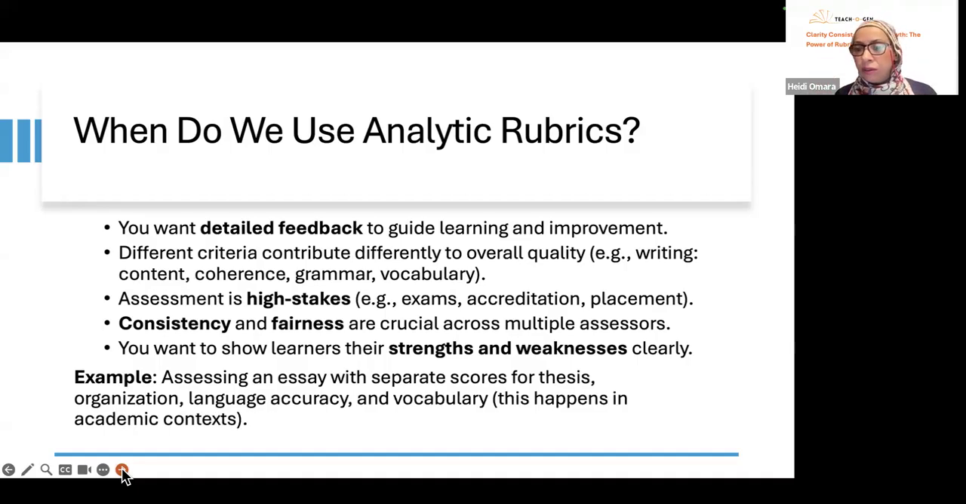For instance, if you're teaching academic writing, you cannot use a holistic rubric for academic writing or technical writing if you teach university students, because you need a grade for thesis statement, for organization, for language accuracy, which could be vocabulary, could be grammar, and this happens always in an academic context. And mechanics, by the way, is also a very important part, which is spelling and punctuation.